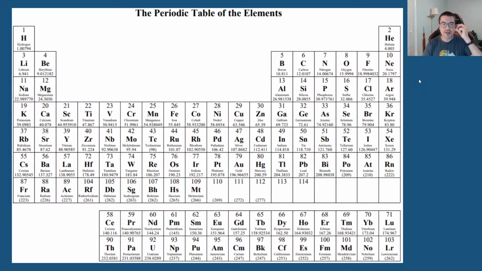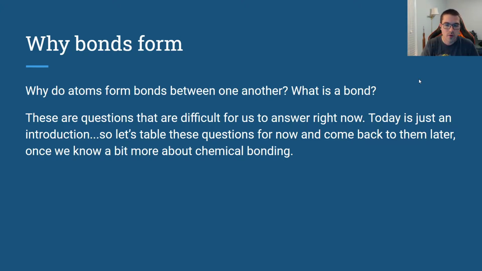All right, so let's get into one last slide here before we get into some examples. The first big question that we're going to be asking ourselves is, why do atoms form bonds between one another? Like, what is a bond? Well, turns out this is actually a really difficult question for us to answer, and I don't want to bog us down into the details of that yet. We are going to get into that, obviously, but today is really just supposed to be an introduction. So we're going to table these questions for now, and come back to them later, once we know a little bit more about how chemical bonding works.